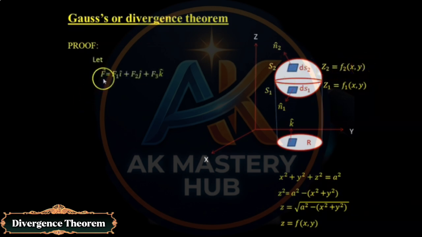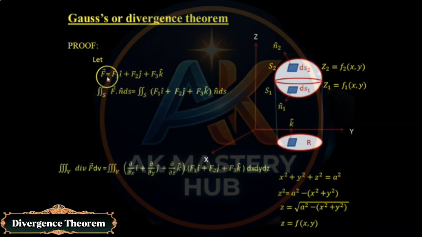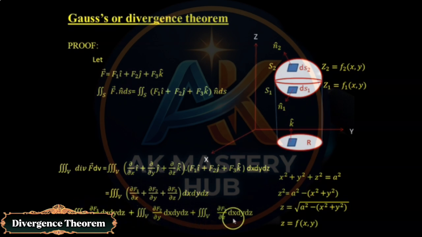Let us assume that the vector F is equal to F1 i cap plus F2 j cap plus F3 k cap. Putting this value of the vector in the left hand side of the divergence theorem, which we have seen just now, we get this, and when we put the value of the vector f in the right hand side part of the divergence theorem, we get this. And after further mathematical calculation, finally we get this.